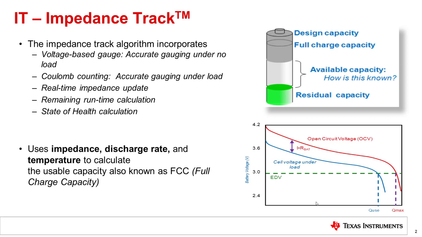As the name impedance track suggests, the algorithm updates impedance in real time along with computing the remaining runtime and state of health. The algorithm uses impedance, discharge rate, and temperature in a simulation to calculate the usable capacity, also known as FCC, which stands for full charge capacity. In the figure, QUs is the FCC.